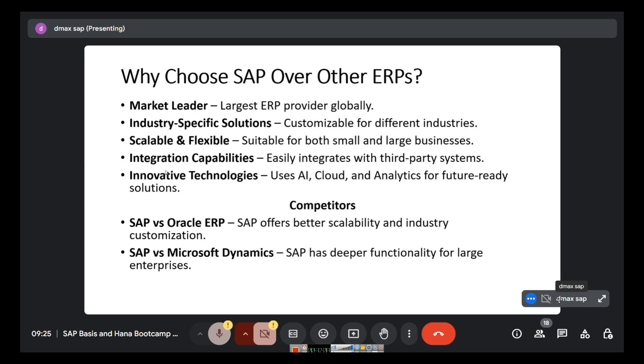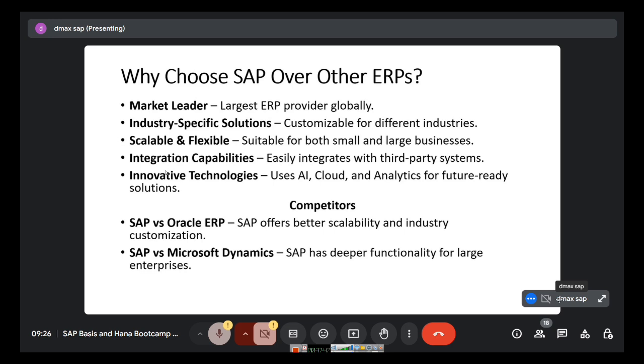And coming to why choose SAP over other ERPs. So I said earlier there are many ERPs, and out of them, one of the ERPs is SAP. So if a customer wants to go for SAP, why do they have to choose it? First, we should know, right? As a SAP consultant, we should know why SAP is better than other ERPs. It's a market leader, the largest ERP provider globally, worldwide. Industry specific solutions are there for SAP, customizable for different industries. Whatever the industry you want to start, we have a ready solution from SAP side. That is why you can choose SAP over other ERPs.